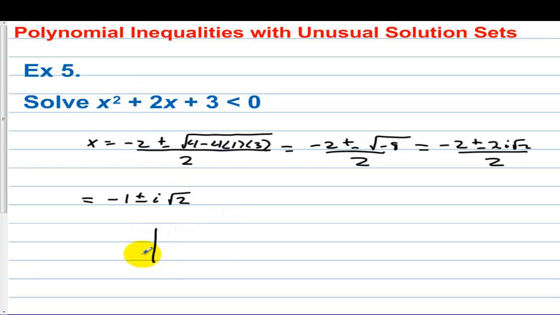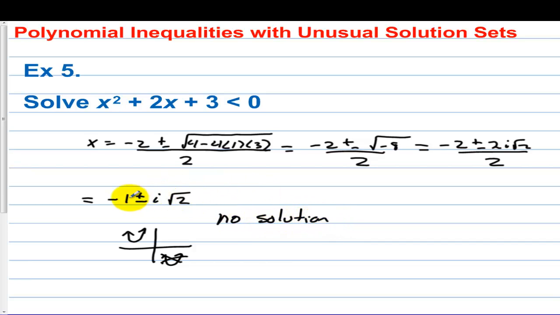Well, if it opens up and doesn't cross the x-axis, it has to open up above the x-axis. If it opened up and then was below the x-axis, we would have some x-intercepts. We don't have that. So when will this graph's y values be negative? No, that'll never happen. So no solution.